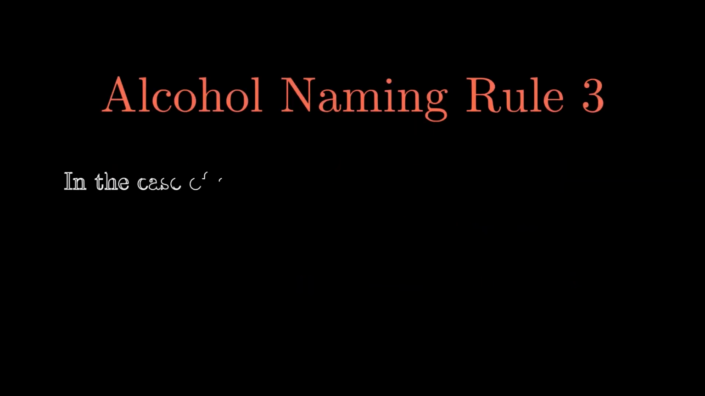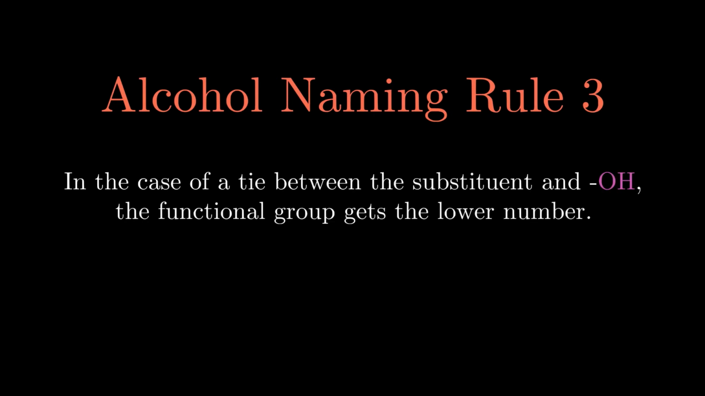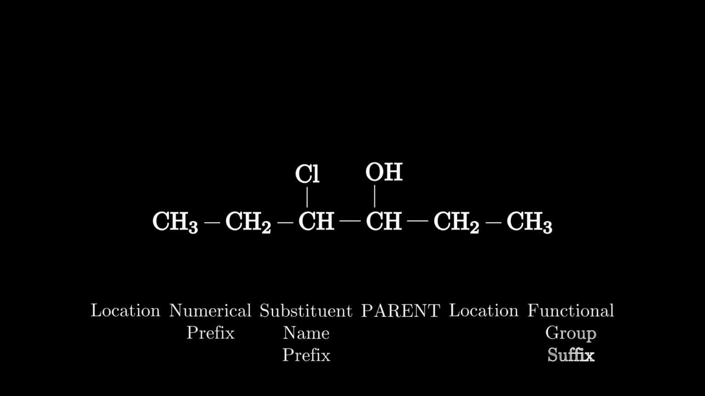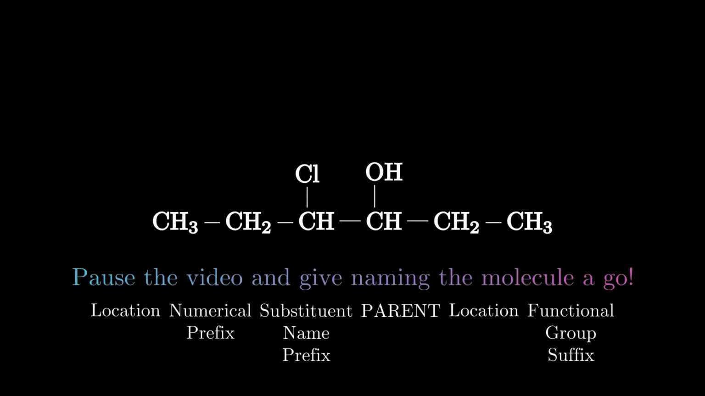If there is a tie between the functional group and some other substituent on the molecule, the functional group gets the lower number. If you remember breaking ties because of the alphabet, you know the general idea here, so give it a go and name this molecule.